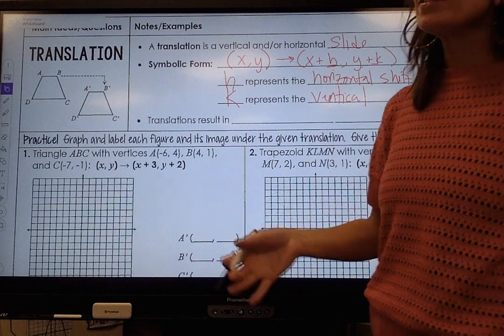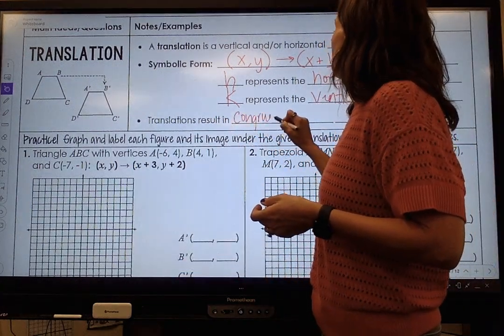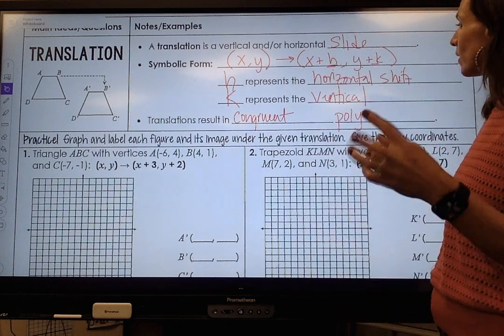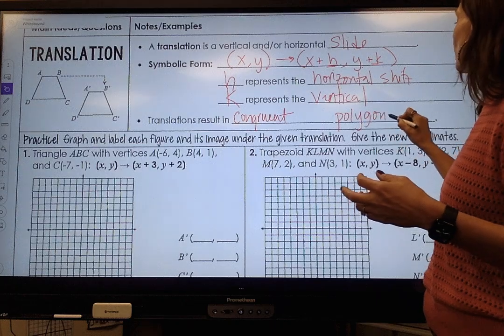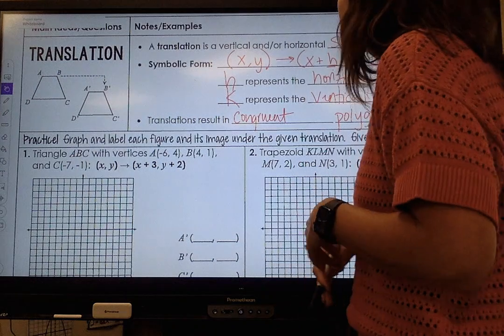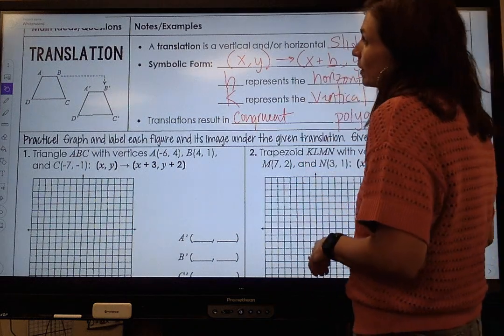So translations also result in congruent polygons. Just like we did with reflections, we're not changing the size. We're just changing the position. So translations result in congruent polygons. All right, so let's take a look. How do we do these?